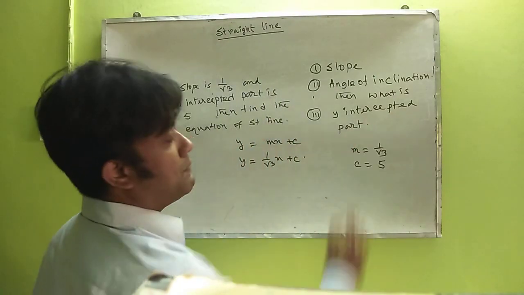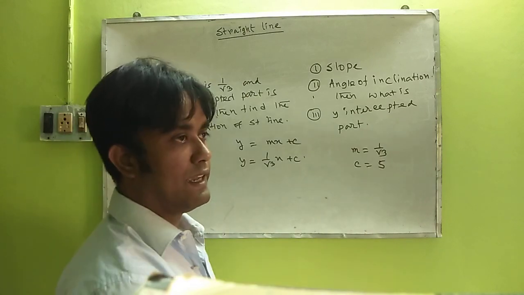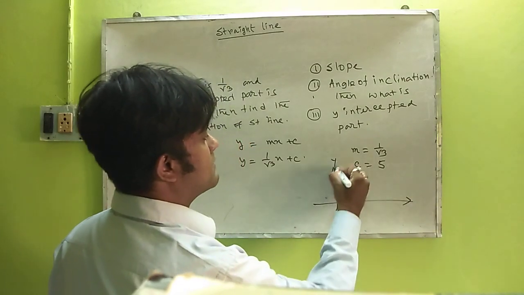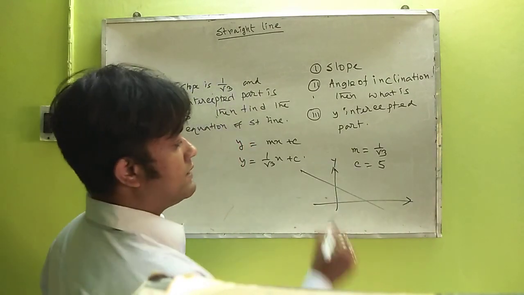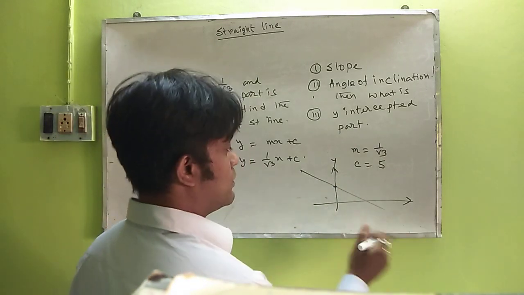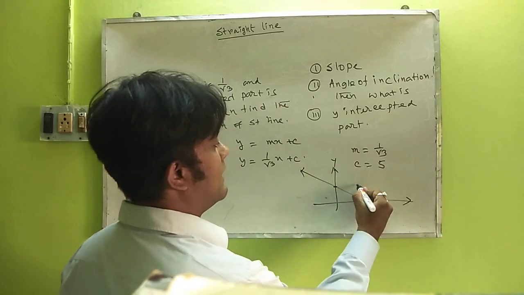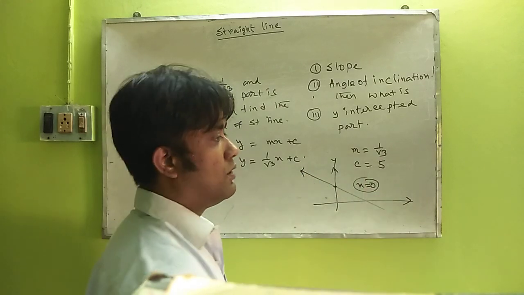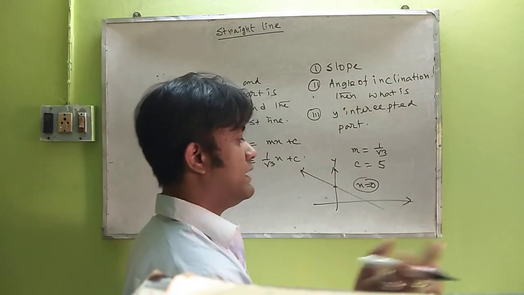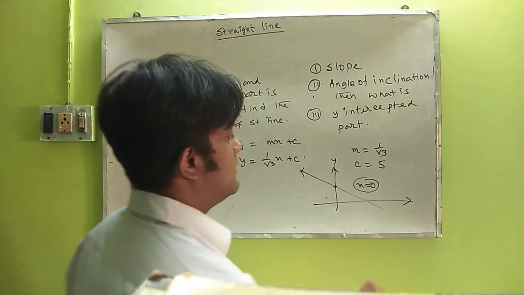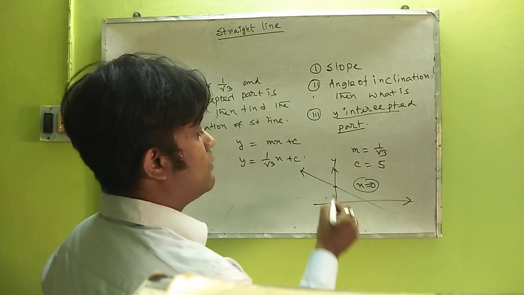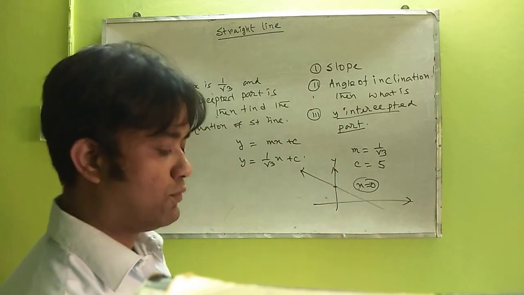What is y-intercepted part? It means that if a straight line, suppose this is x-axis and this is y-axis, and a straight line intercepts y, that is, to find y-intercept, we put in the straight line equation x is equal to 0. We have already discussed that. Just as a reminder, if we find y-intercepted part, then you have to put x is equal to 0 in the given equation.